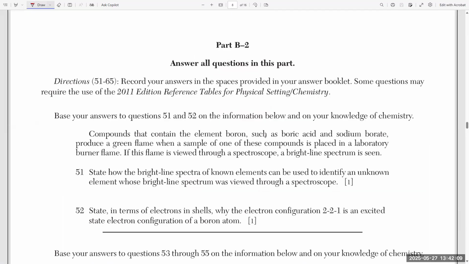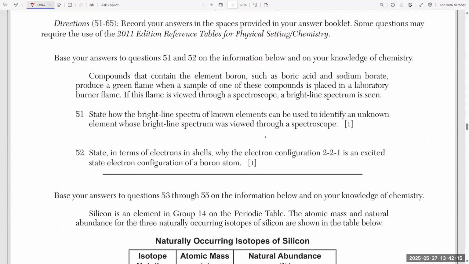51. Compounds that contain the element boron, such as boric acid and sodium borate, produce a green flame when a sample of one of these compounds is placed in a laboratory Bunsen flame. If this flame is viewed through a spectroscope, a bright light spectrum is seen. State how the bright light spectra of known elements can be used to identify unknown elements whose bright light spectrum was viewed through a spectroscope.